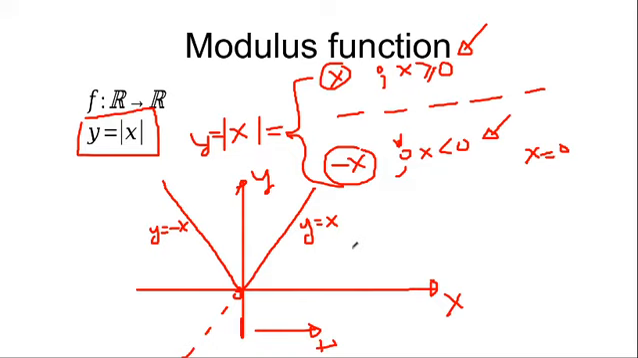Right. Notice this. In this example, the y-axis is called the line of symmetry.